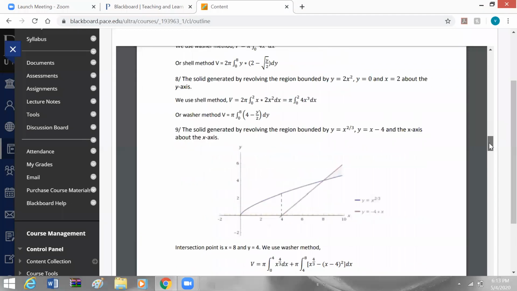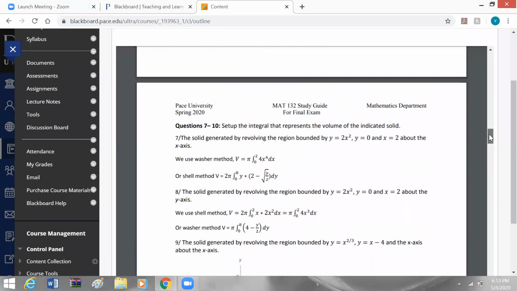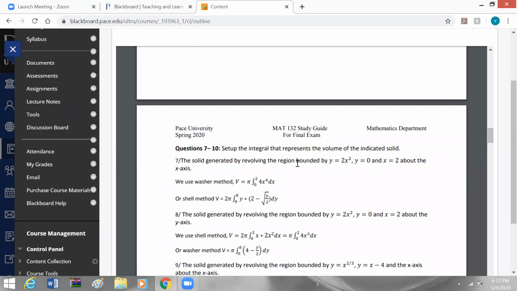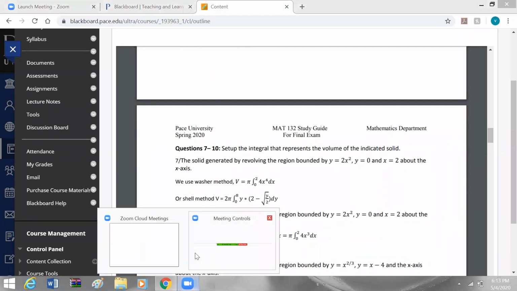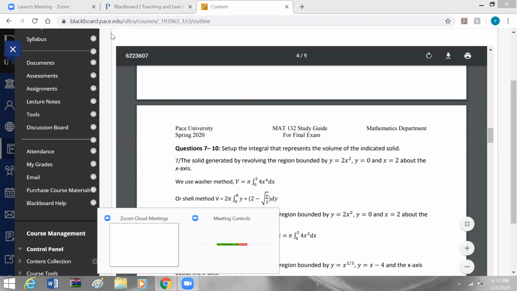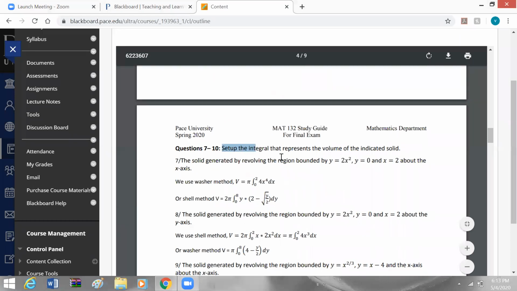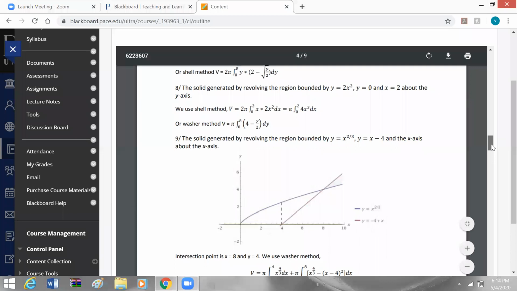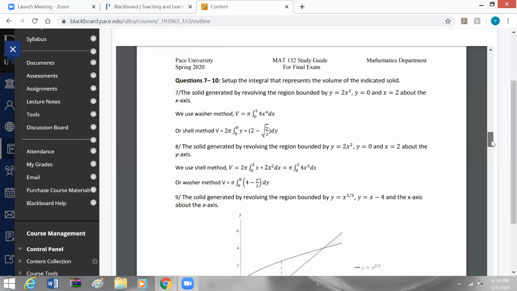So I'll be going over all of these questions, and I will also help people set up the integrations to find the volumes or the area. Okay, the area was pretty straightforward: we take the upper, subtract the lower, and then we take the integration for that part between two functions f and g.